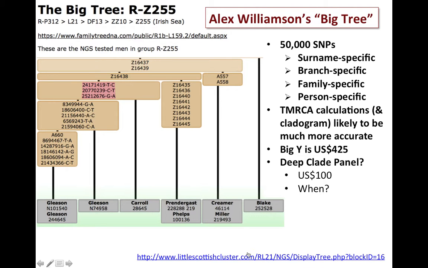And in this particular example, you see from my Gleason family tree that the Gleasons seem to be characterized by these 5 specific SNP markers here. But like I said previously, the Big Y test costs $425 US in the sale, and it might be wiser to wait for a deep clade panel, but we've no idea when that might be.